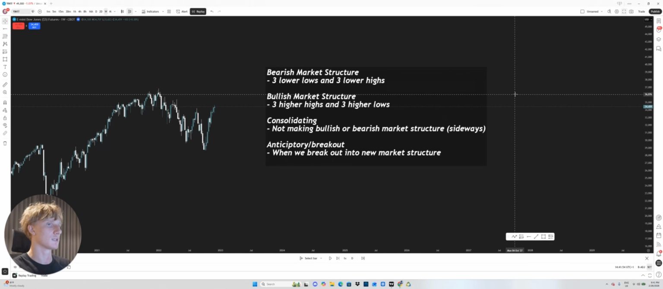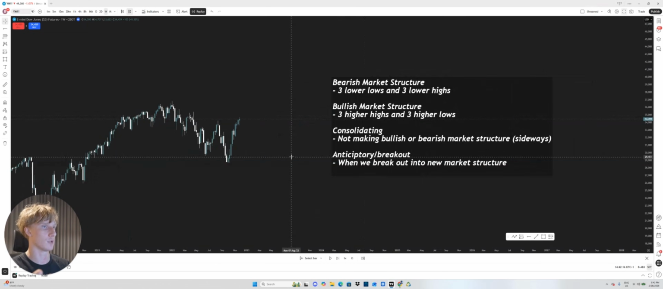Okay, so now you have a basic understanding of how we actually identify bullish or bearish market structure, specifically on the weekly time frame, and also how we can identify when we are consolidating, so going sideways. Now, one thing that we do need to touch on, which we briefly went over, is when we are looking to take an anticipatory trade or when we are breaking out. Okay, simply put, what does that look like?